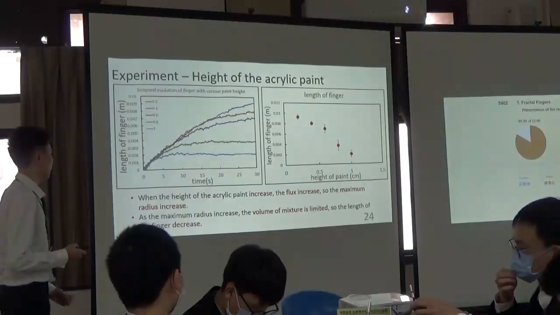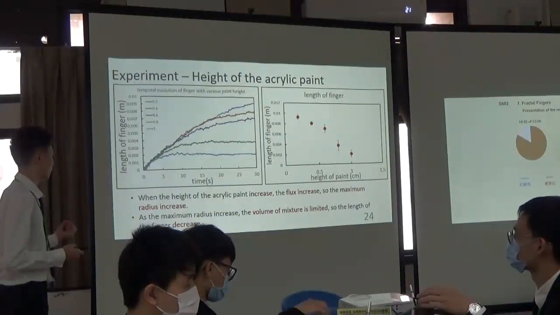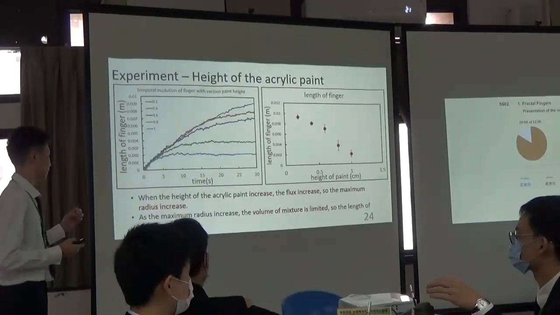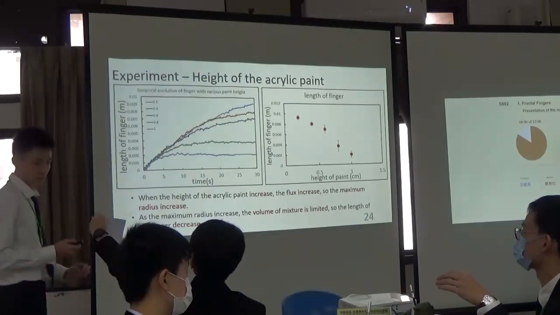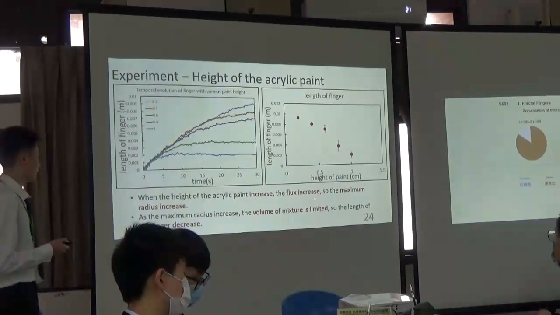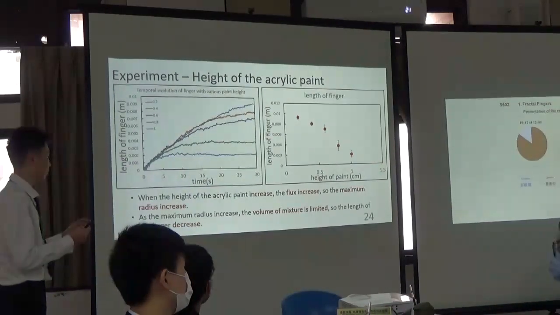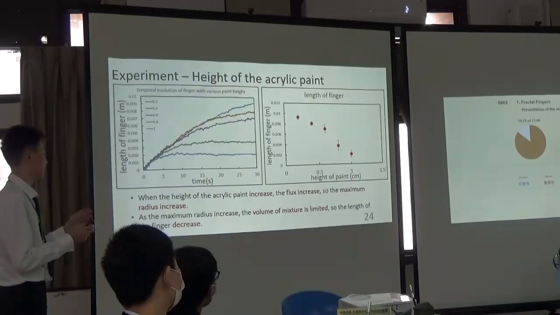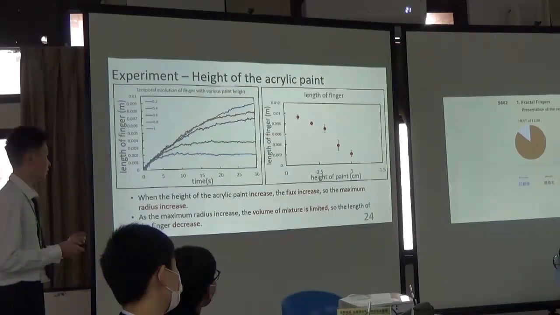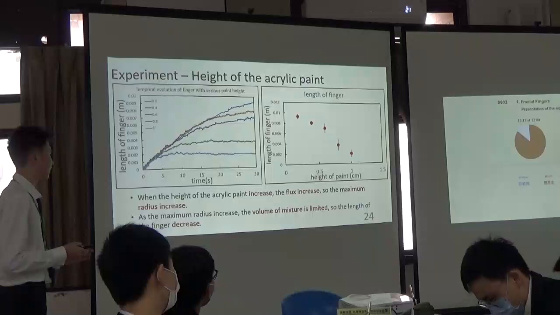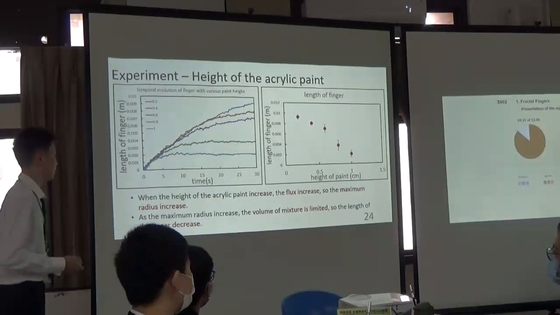And as we know from the previous page, the height of the acrylic plane will increase, so the flux will increase, and so the maximum radius will increase. But when the maximum radius increases, more volume will be in the inside part of the mixture. The volume of the mixture is limited, so the length of the finger will decrease.